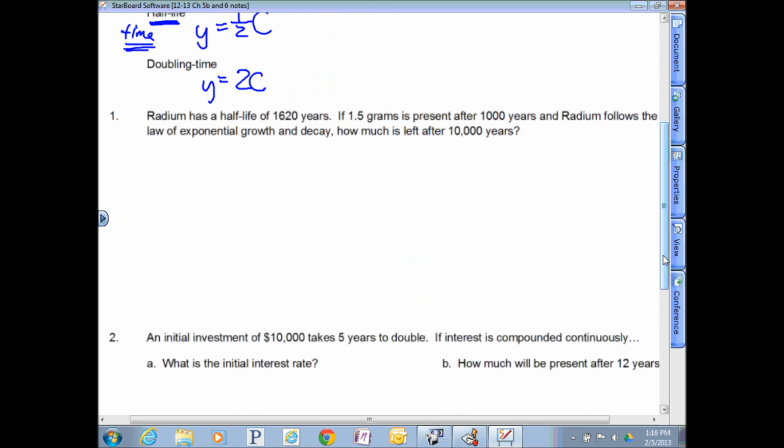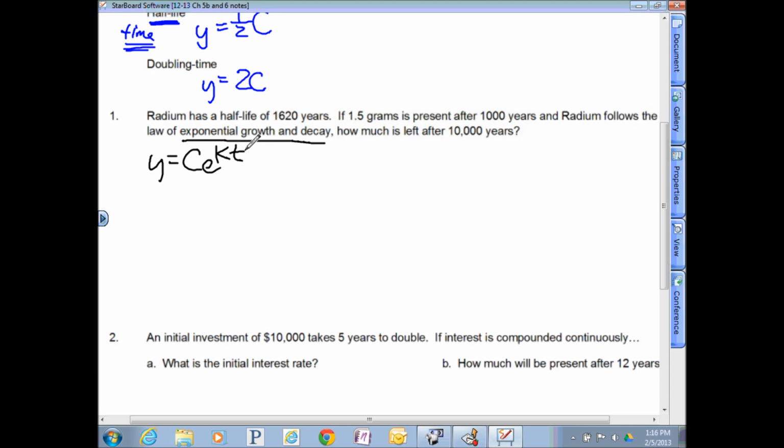Radium has a half-life of 1,620 years. If 1.5 grams is present after 1,000 years, and radium follows the law of exponential growth and decay... Oh, okay, so I see that. Exponential growth and decay. As soon as I see that, y is equal to C e to the kt. How much is left after 10,000 years?